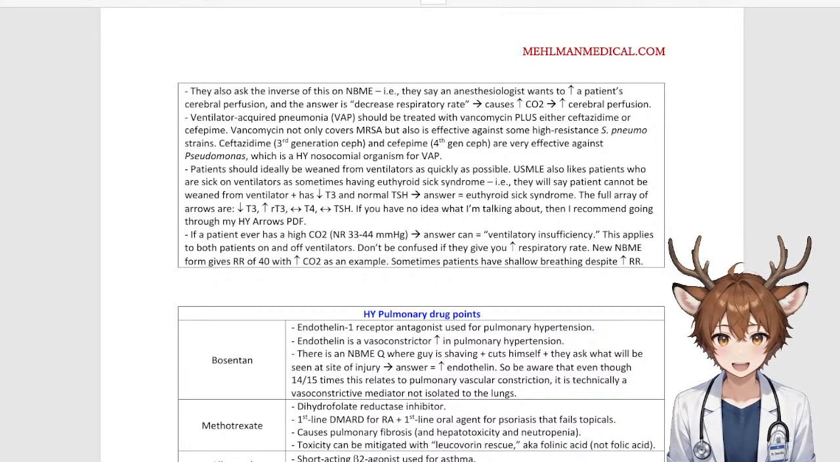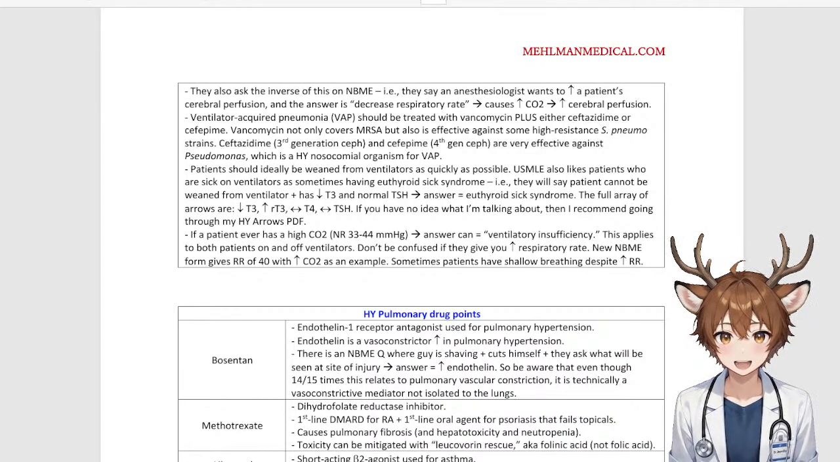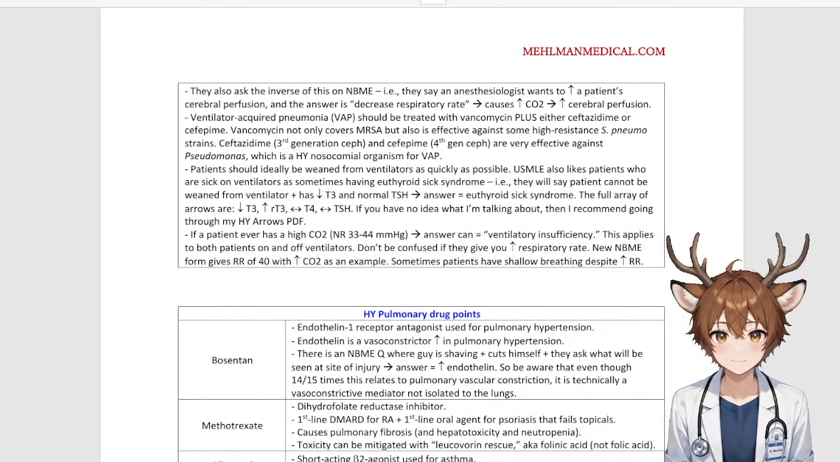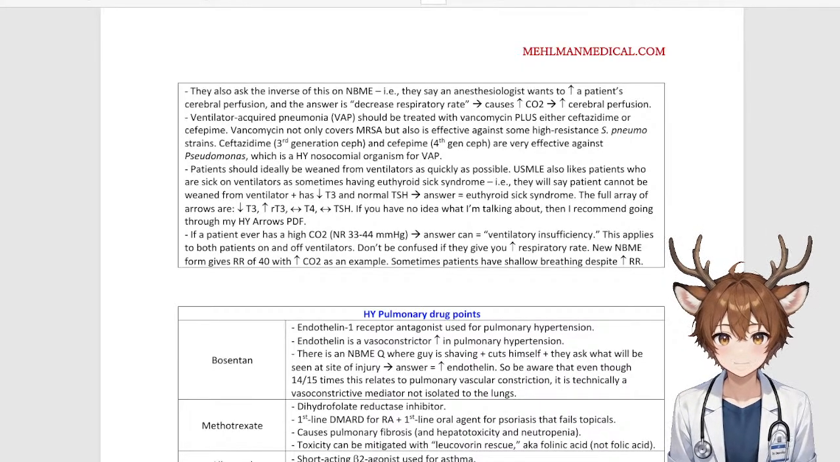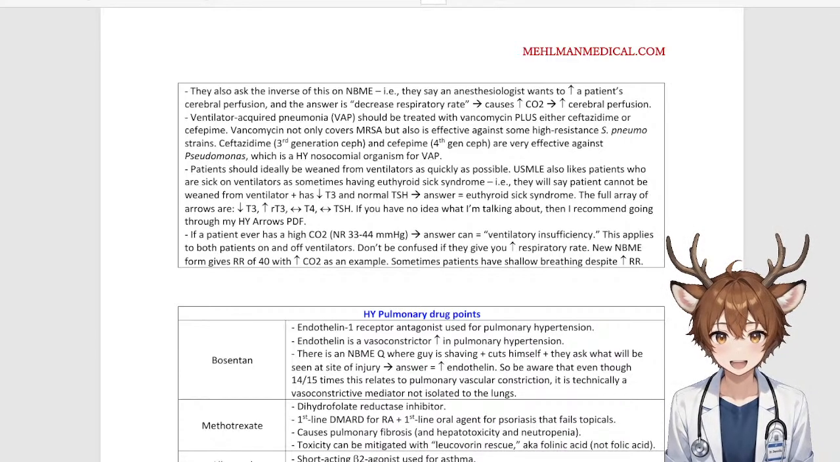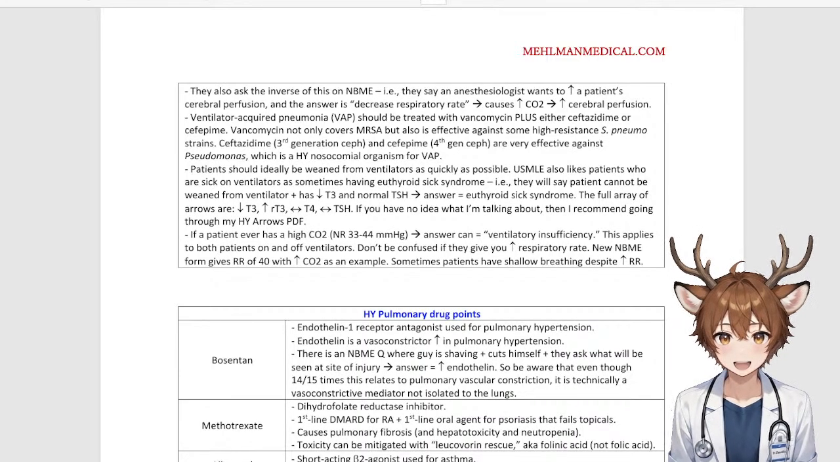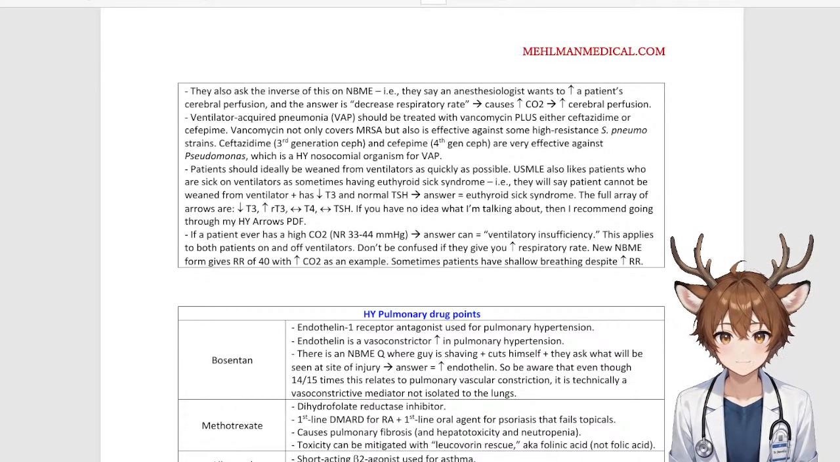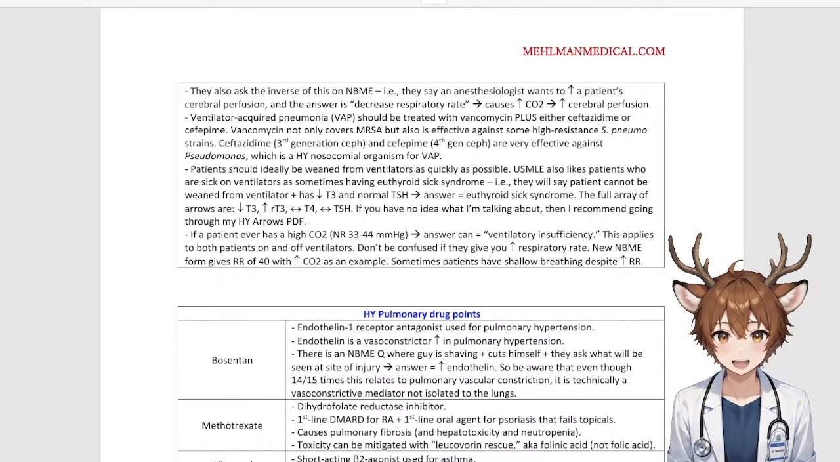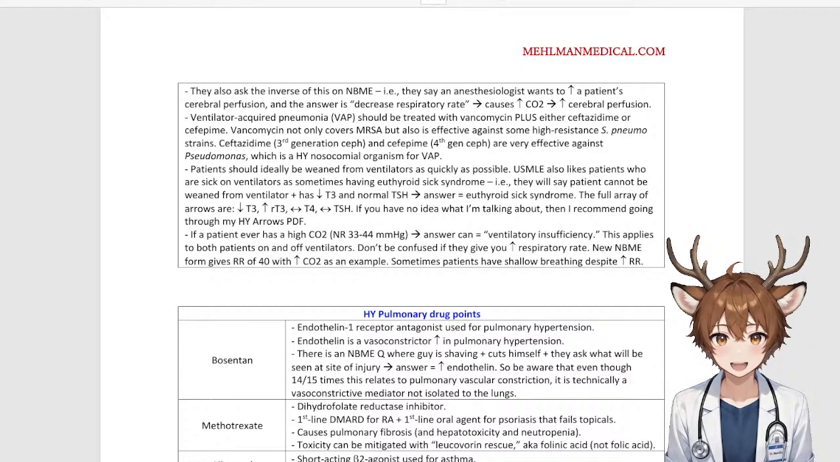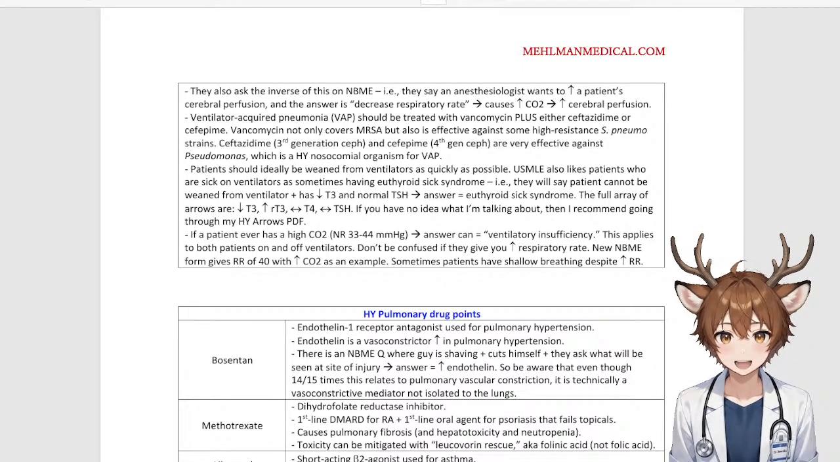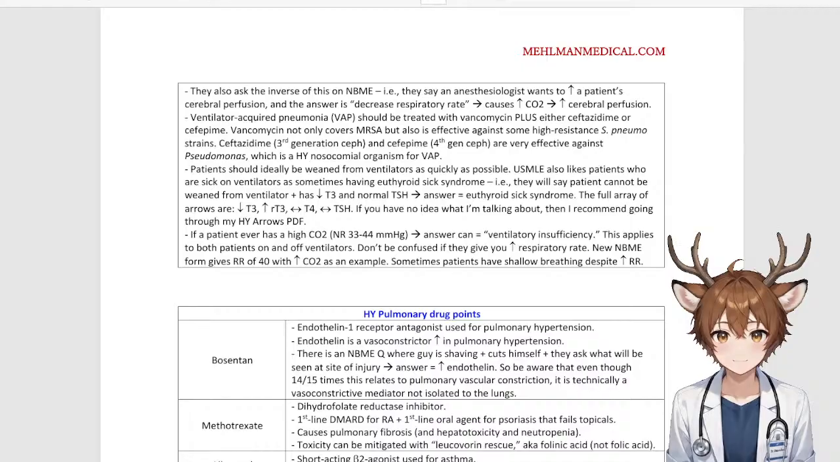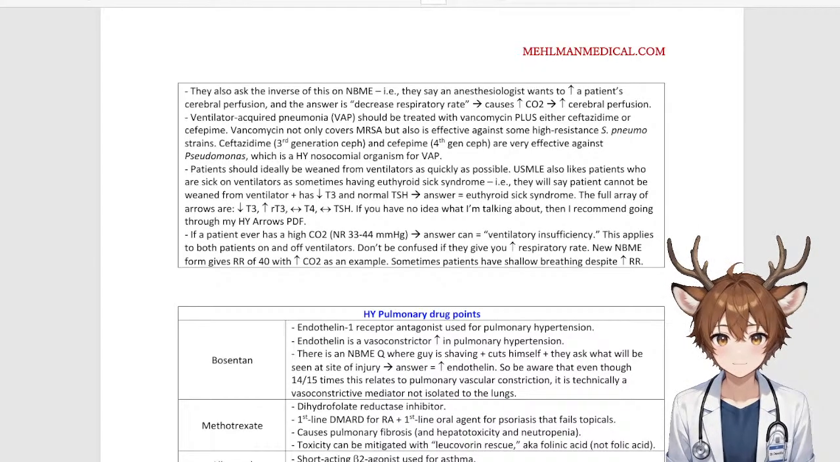The full array of arrows are a decrease in T3, an increase in RT3, about the same T4, and about the same TSH. If you have no idea what I'm talking about, then I recommend going through my High Yield Arrows PDF.